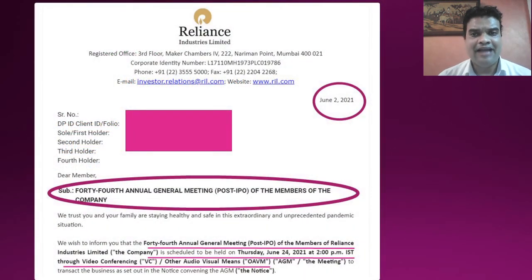Again, let's look at Reliance Industries. We said that the subject line should contain what is the purpose of the meeting, the date of the meeting, that's the 24th of June 2021, the time of the meeting, 2 p.m. and also the person's name who is a member of the company, and therefore you will find his name on top along with his DPID, client ID.